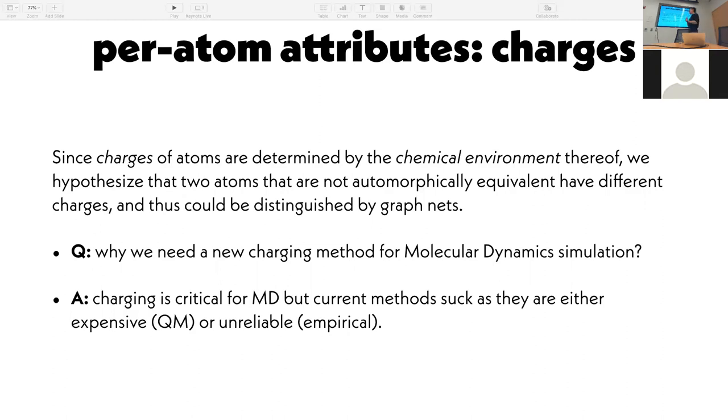But the charging methods that we are using right now are either super expensive or very unreliable, like the empirical methods. So we're thinking, can we use a graph net to approximate the results of QM derived charges?